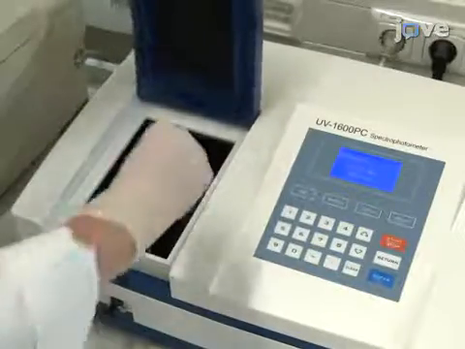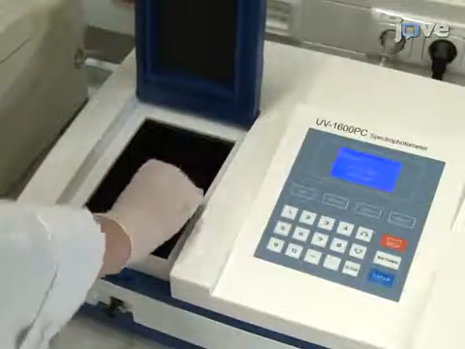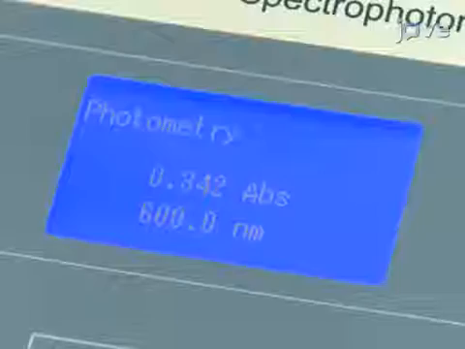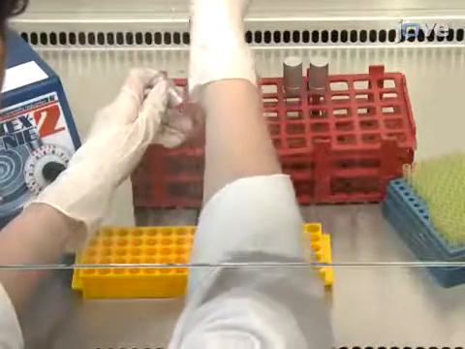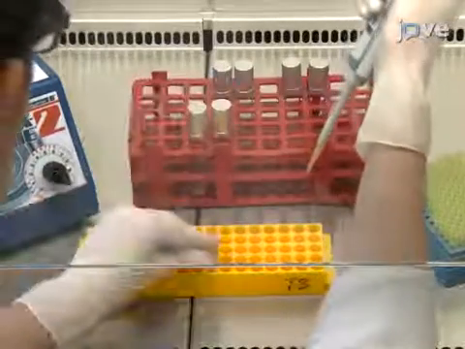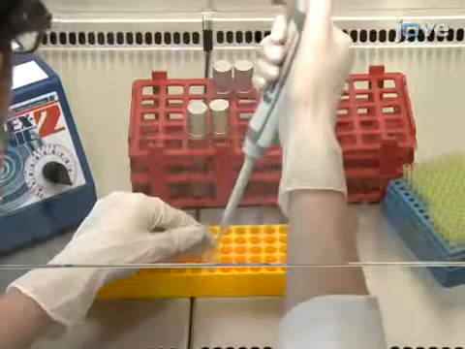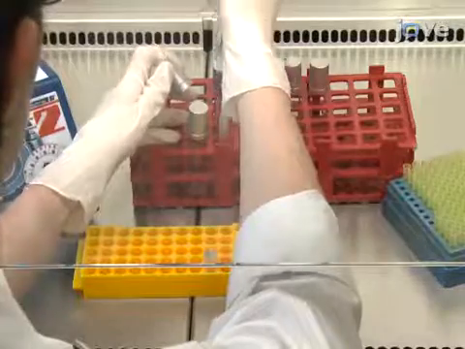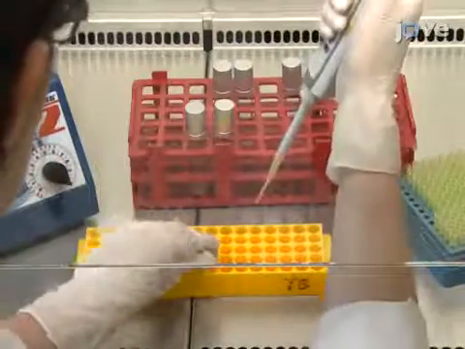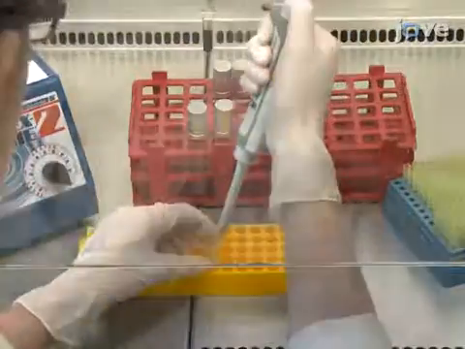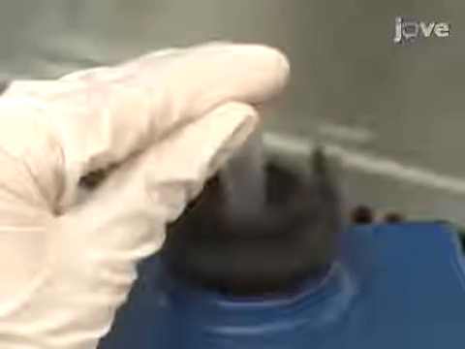Using a spectrophotometer, determine the optical densities of overnight starter cultures at 600 nanometers. In a 1.5 milliliter microcentrifuge tube, mix density normalized quantities of the green and red fluorescent protein-producing strains for a total of 200 microliters. Vortex the tube for 3 seconds.